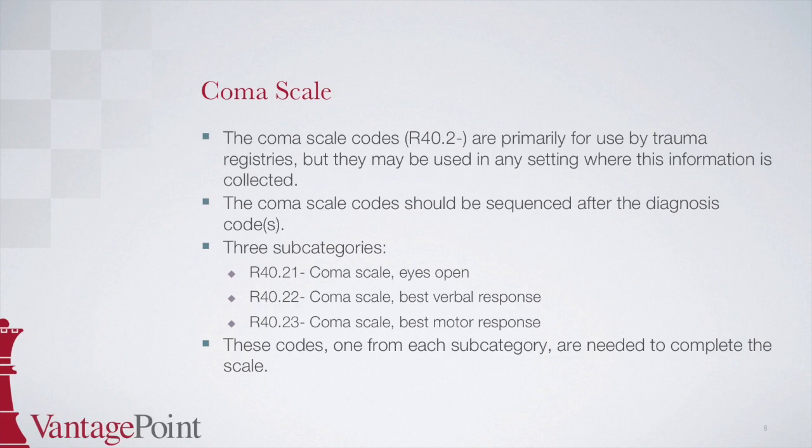You would need a code from each subcategory to complete the coma scale, though these codes should never be the principal diagnosis. Instead, you would code a condition such as traumatic brain injury first, followed by the coma scale.